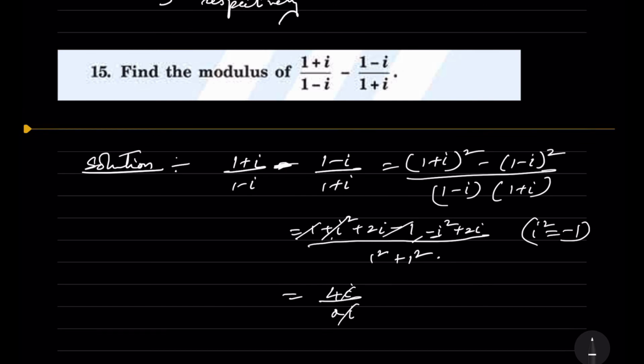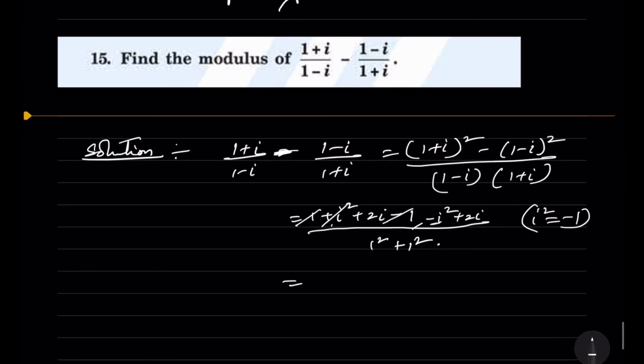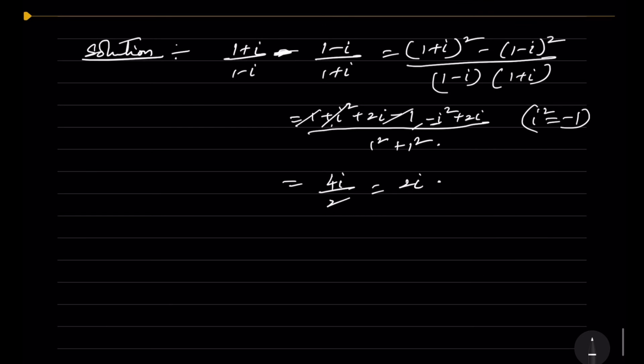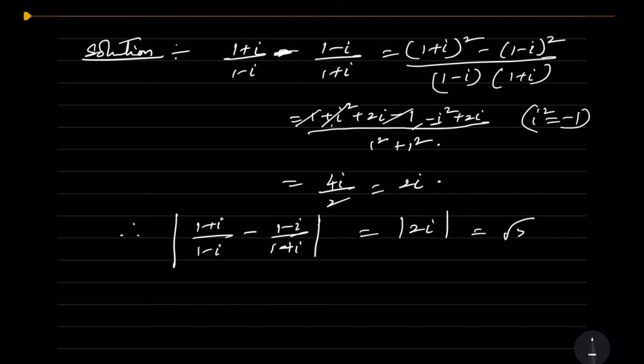I'm sorry, it is 2 only down in the denominator. So 4I by 2, which is equal to 2I. Therefore, mod of 1 plus I by 1 minus I minus 1 minus I by 1 plus I is equal to mod of 2I, which is equal to root of 2 square, which is equal to 2 is the answer.